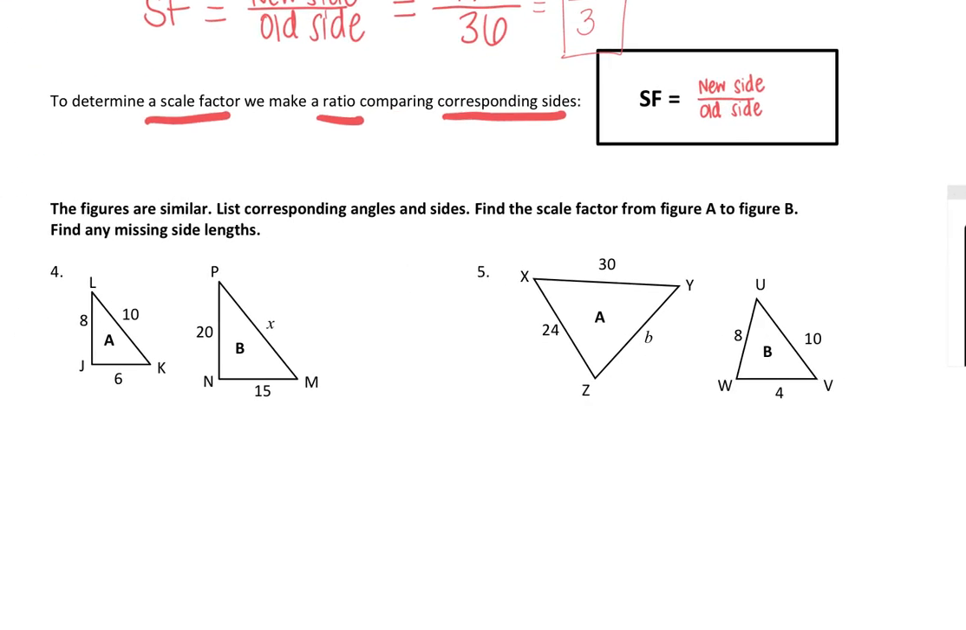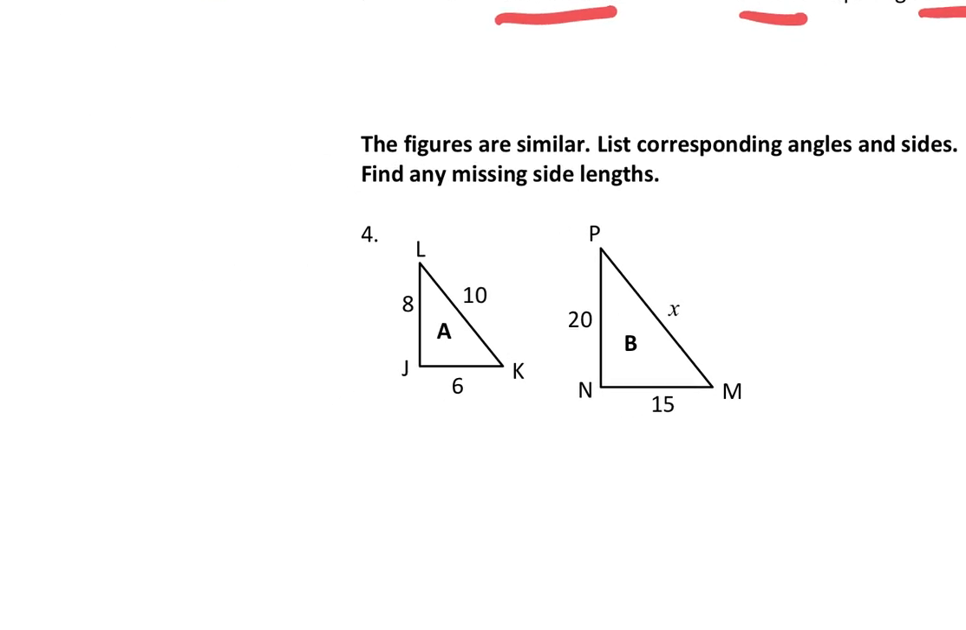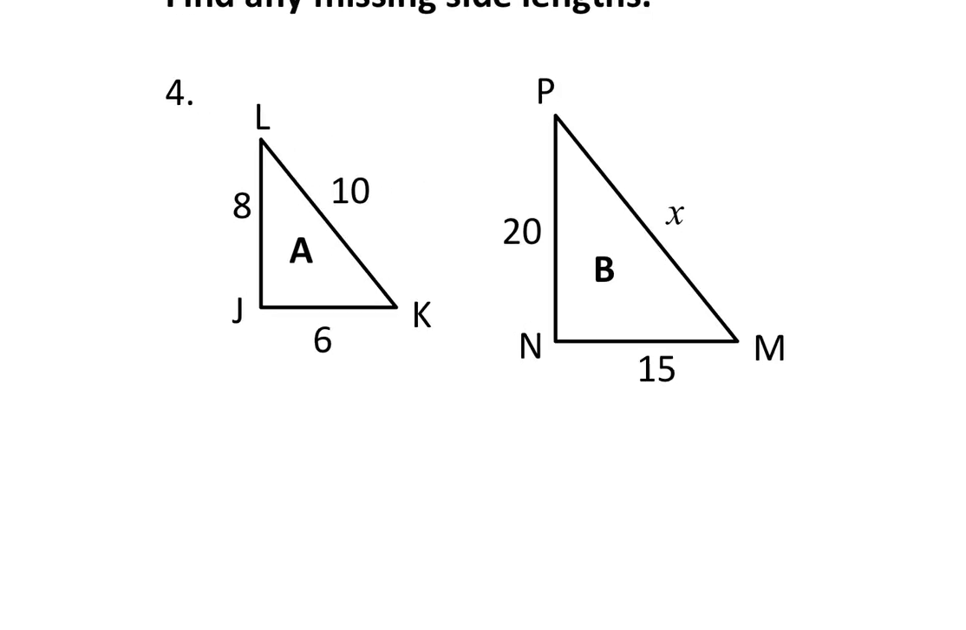All right, let's do 4 and 5. It says the figures are similar. List corresponding angles and sides. I'm not going to do that. I'm just going to find the scale factor. I'm going to do the scale factor from figure A to figure B. I'm also going to find the missing side, so I'm also going to do that part.